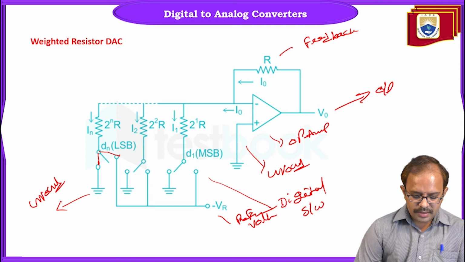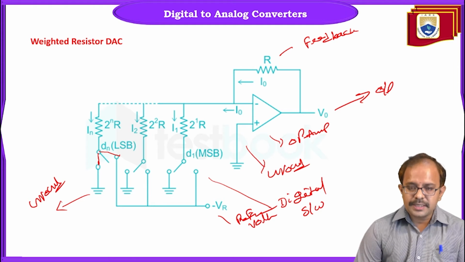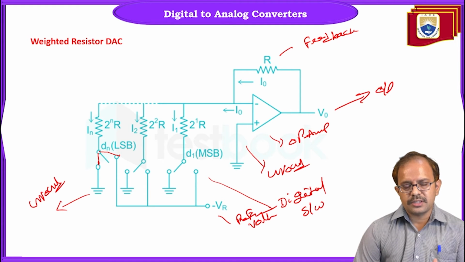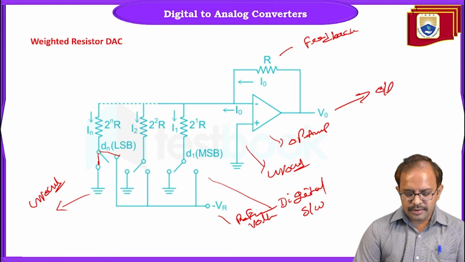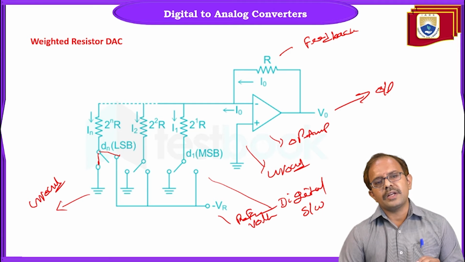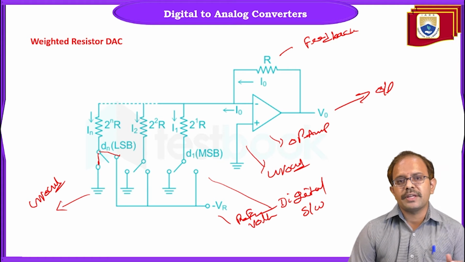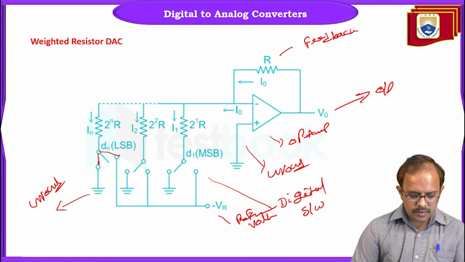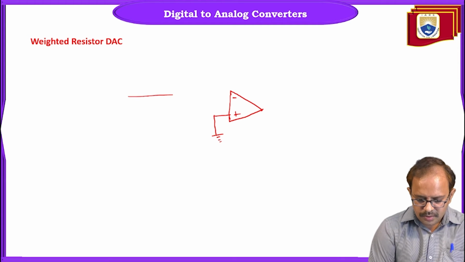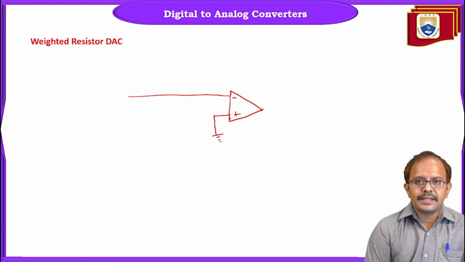Do remember, the LSB is going to possess the highest resistance, and as the number of bits progresses towards the MSB, the weight of the resistor is going to decrease, and finally the resistance value of the MSB is going to be very minimal. So let us connect that. I am going to build a weighted resistor network.